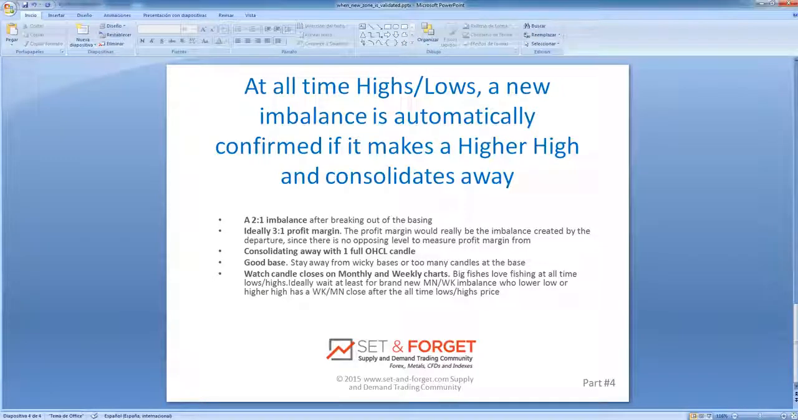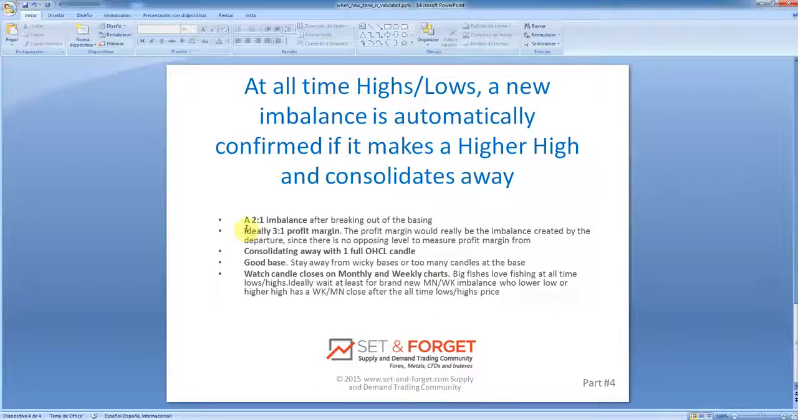Let's talk about a very important scenario that maybe some of you are struggling with. This is the scenario where the all-time highs and lows are printed. The rules say that a new imbalance is automatically confirmed once it makes a high and consolidates away. But we also have many other odds enhancers that we have to use in order to validate and score a level, as seen in the lessons on how to score a level.